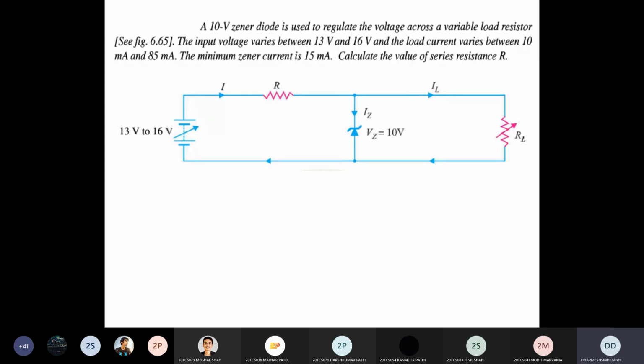A 10 volt Zener diode is used to regulate the voltage across a variable resistor RL. Input voltage varies between 13 volt to 16 volt. The load current varies between 10 milliampere to 18.5 milliampere. The minimum Zener current is 15 milliampere. Calculate the value of series resistance.